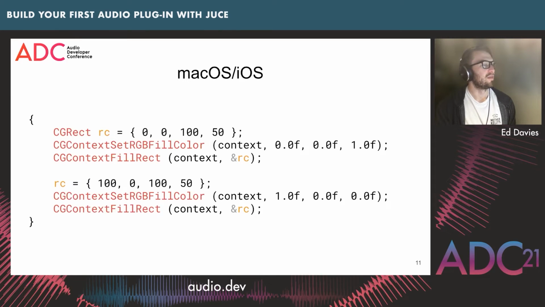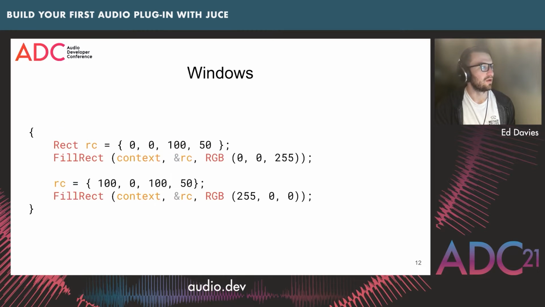So this is how the same code that we had drawing our rectangle previously looks like in macOS. So you got this CG-rect struct, and then you need to tell it what color and give it a context, and then you can call fill rect. On Windows, it looks something like this. But you can see that the actual code that you need to write in order to do this is a lot different on the different operating systems.